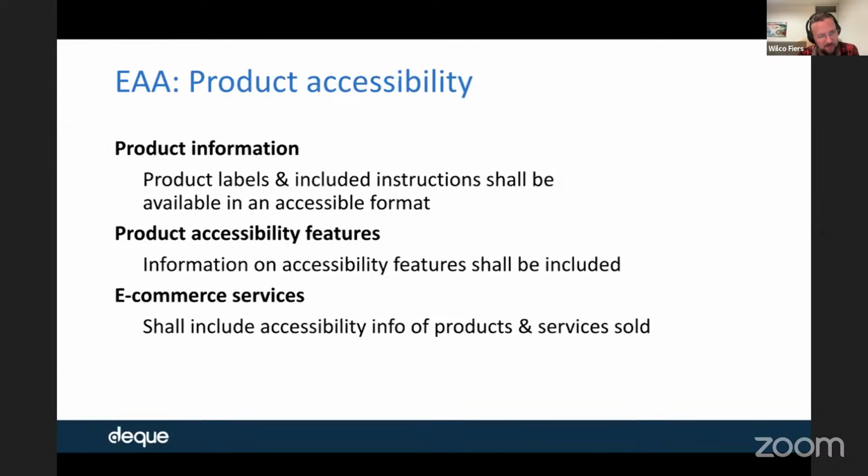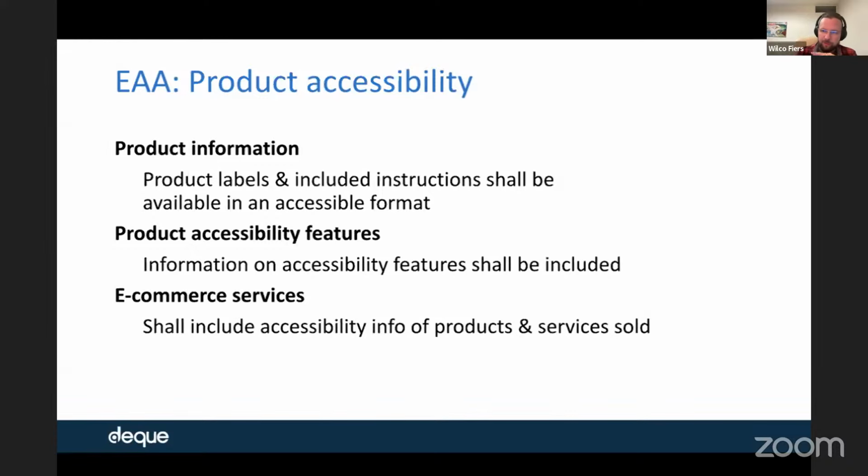On top of that, there's a requirement about the accessibility features. Information on accessibility features shall be included in the product documentation. If you're creating a smartphone, then that smartphone has various accessibility features. Those have to be documented. And they have to be, as the previous requirement says, documented in an accessible format so that people can find out whether or not that product can be used by them.